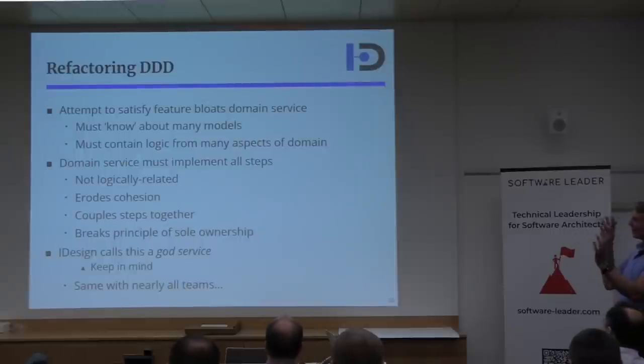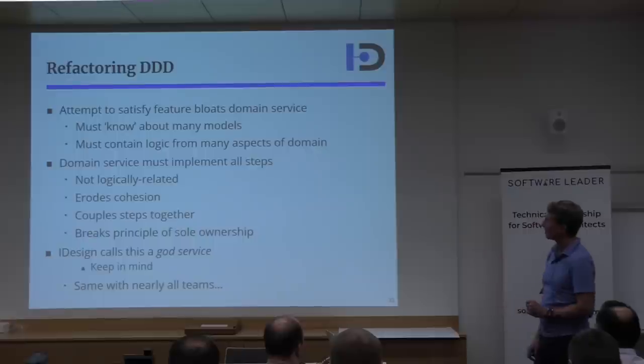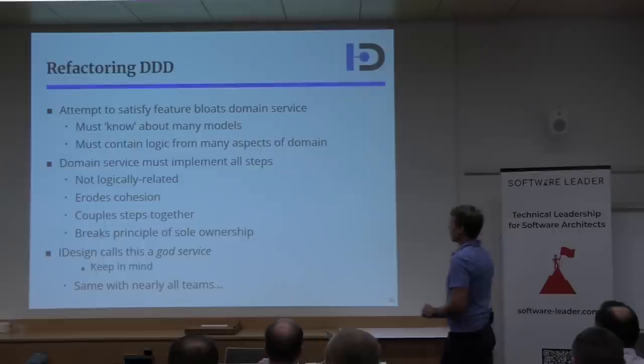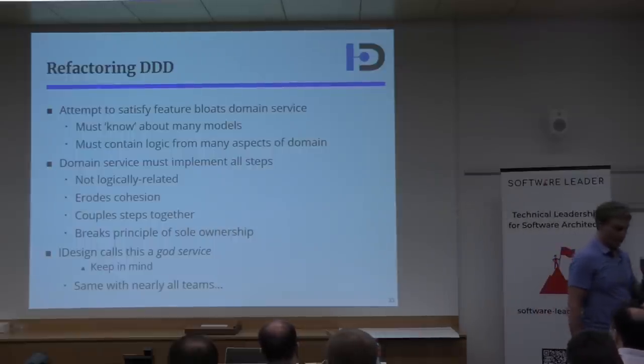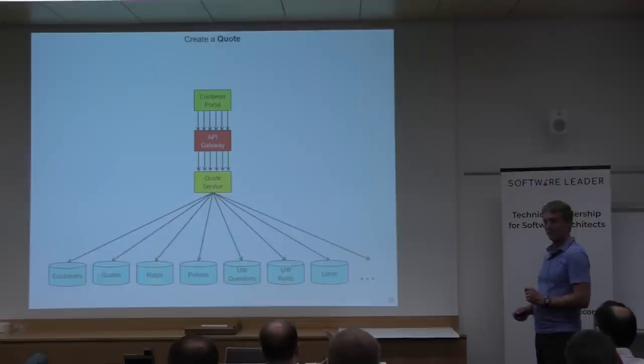So what happens is that attempts to satisfy everything just bloat the domain service. They called it a quote microservice, but it has to know about all the other models as well, and contains all the logic for all those 13 steps. They're completely eroding any hope of cohesion with this first step. They're also breaking the principles of sole ownership. iDesign calls this design the God service. And even with their best efforts, what does this really smell like?